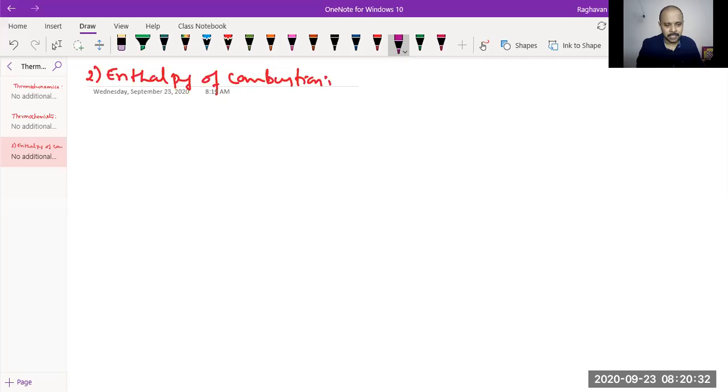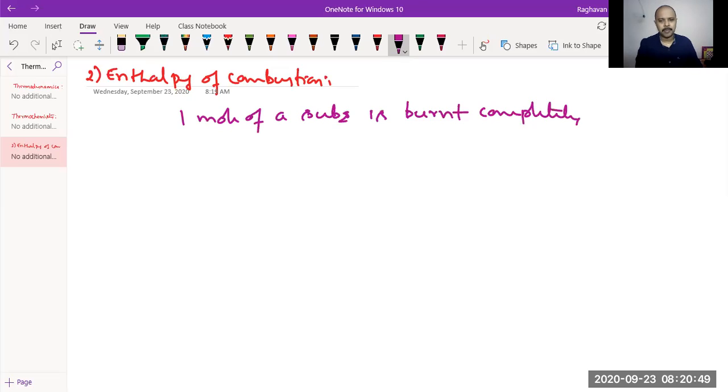Enthalpy change that occurs when 1 mole of a substance is burnt completely. Otherwise, enthalpy change will be incompletely liberated, right? So burnt completely. How can complete combustion happen? In excess air or oxygen. Okay, 1 mole of a substance when burnt completely, then whatever the enthalpy change is, that will be called the enthalpy of combustion of that particular compound.